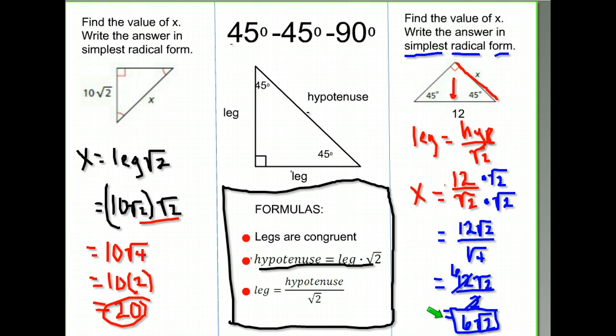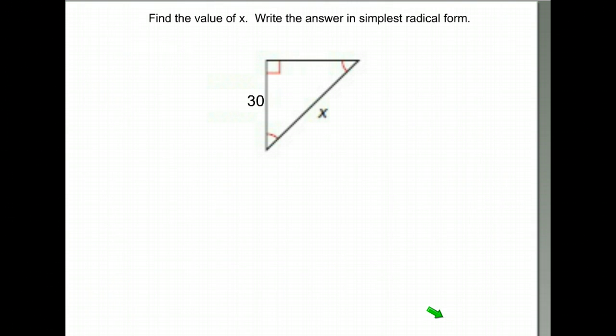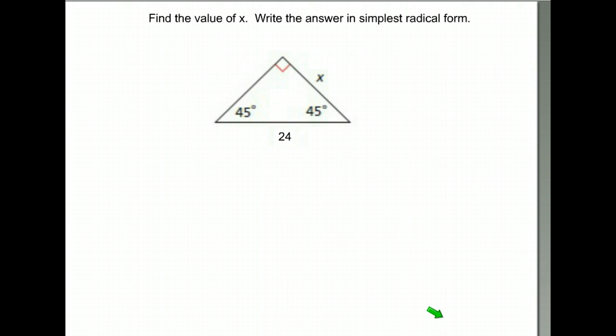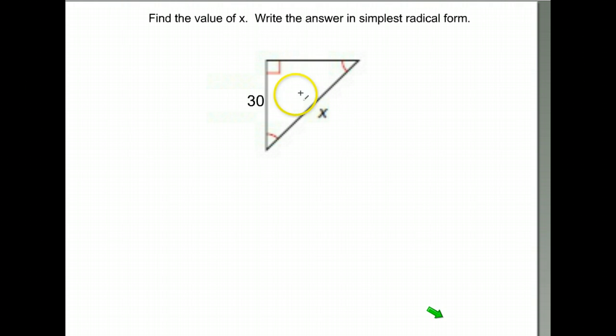Okay, well, let's do an example like the ones they have on your assignment. So here's one like one they might have on your assignment. It says find the value of x, write your answer in simplest radical form. So again, the first thing I notice is I have a right triangle and the other two angles are congruent, which means they have to be 45-degree angles. So that makes me go to my notes and say, okay, I have a 45, 45, 90, and I'm trying to find, what are we trying to find? A leg or a hypotenuse? What's my x?